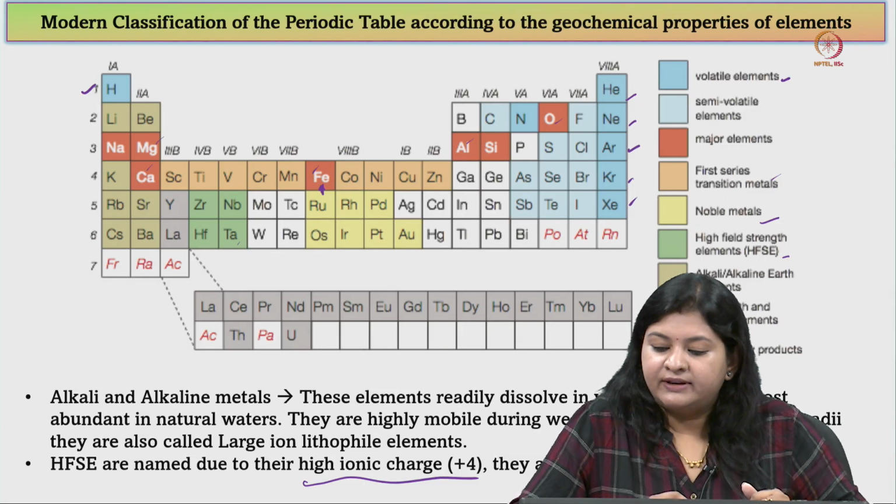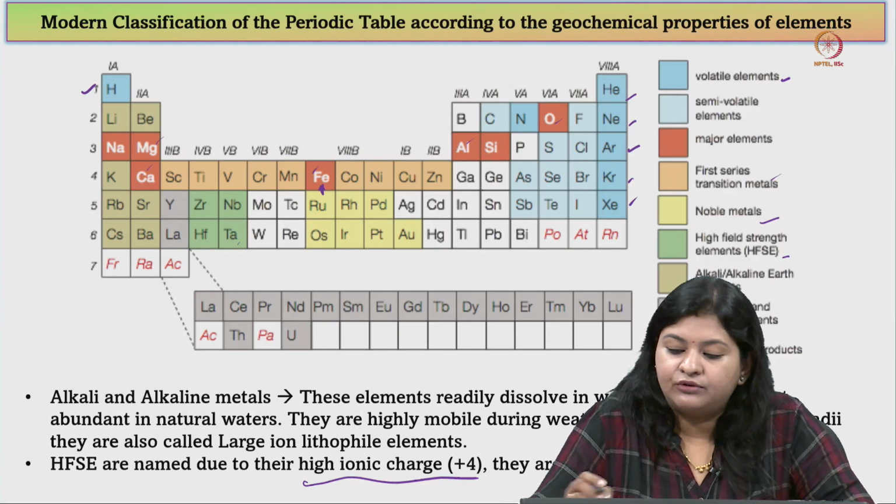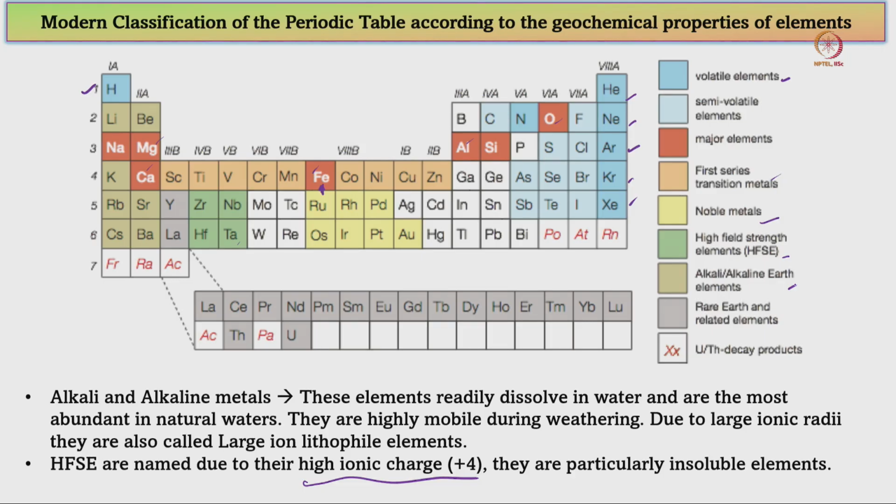Then we have the rare earth elements, and of course, the alkali and the alkaline earth elements, that is lithium, beryllium, potassium, rubidium, strontium, cesium and barium. These are the alkali and the alkaline earth elements, and we have the rare earth and the related elements group.